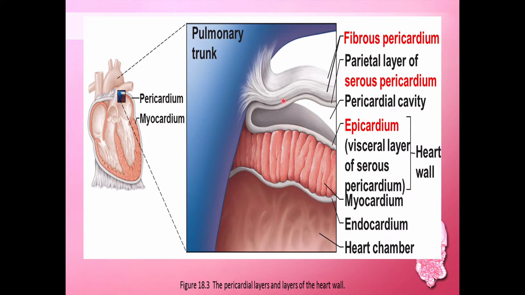Okay, and this serous pericardial fluid secretes the serous fluid, and this is the pericardial space. I'll show you in the model. The next layer is a muscular layer, that is the myocardium, which is the actual wall of the heart. Then the innermost layer is the endocardium. These are the three layers of the heart.